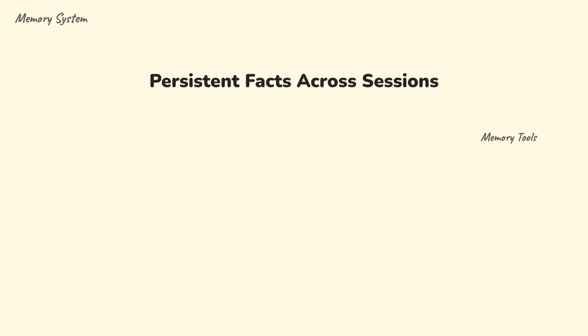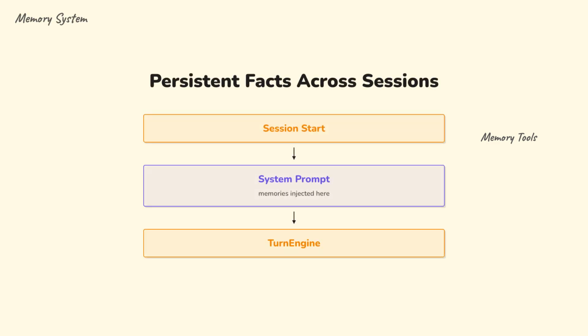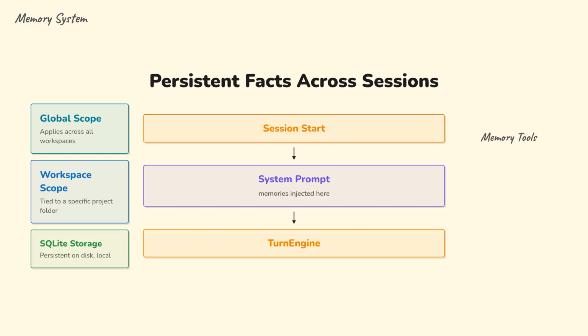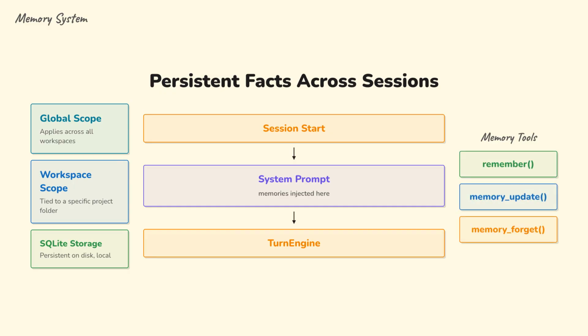The memory system gives agents persistent facts across sessions. Memories have 2 scopes: global facts that apply everywhere, and workspace-scoped facts tied to a specific project folder. Storage is SQLite. At session start, all relevant memories are injected into the system prompt. The agent can call remember, memory update, and memory forget to manage its own knowledge.